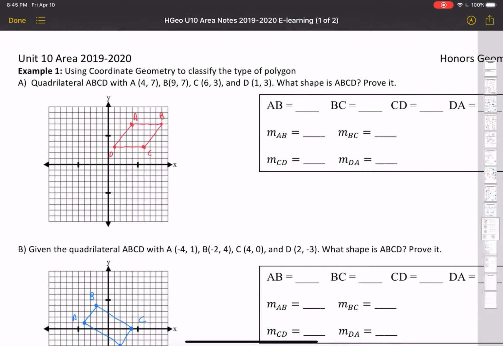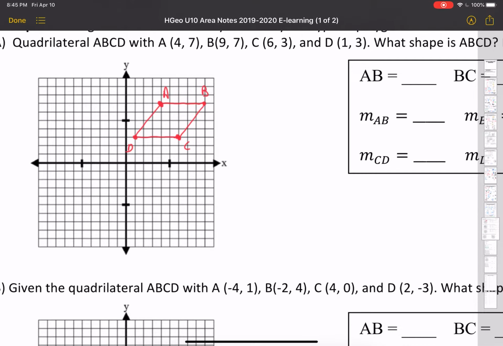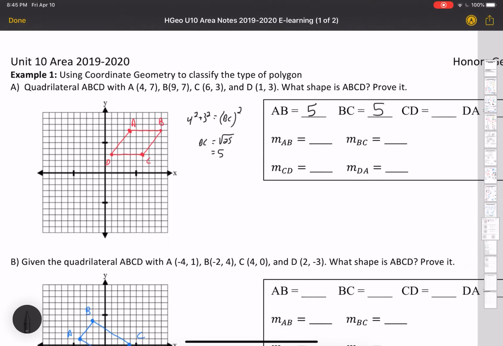Okay, so with this figure, obviously you can tell a little bit what it might be. Okay, but we want to use the math to prove it. So side lengths, AB, that one's easy because it's a horizontal line. We can just count it. 1, 2, 3, 4, 5. AB is 5 units. BC is 4 over, 3 up. So we got 4 squared plus 3 squared is equal to BC squared. So we get BC is the square root of 25. So BC is also 5.